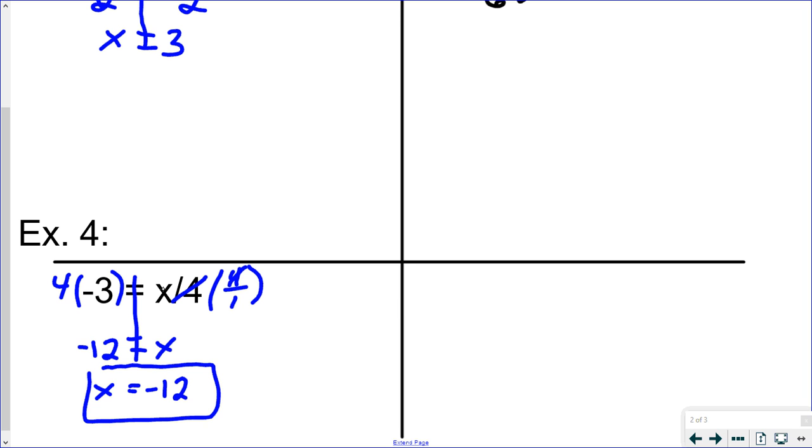So let's check that. Is x divided by 4 equal to negative 3? Well, we said x was negative 12. Negative 12 divided by 4 is negative 3. So I got the correct answer.